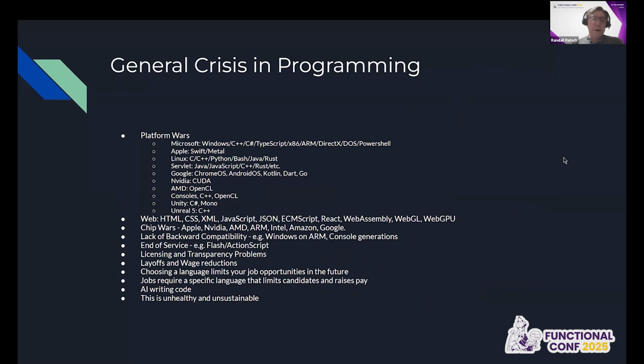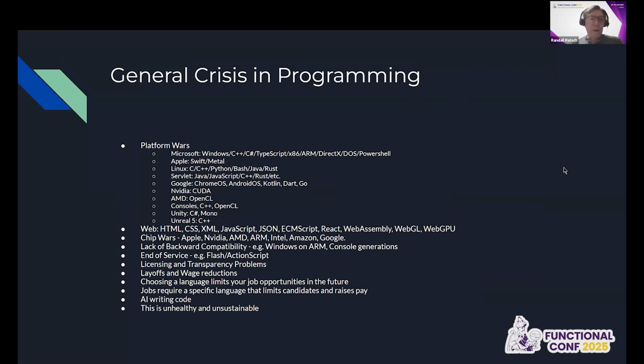A general crisis in programming. So I see that there is a general problem happening in programming around the world. The big ones are the platform wars. We have all of these different major players, and you notice a distinct lack of overlap in the technologies that they use. They are largely attempting to own these environments, and it is complex.